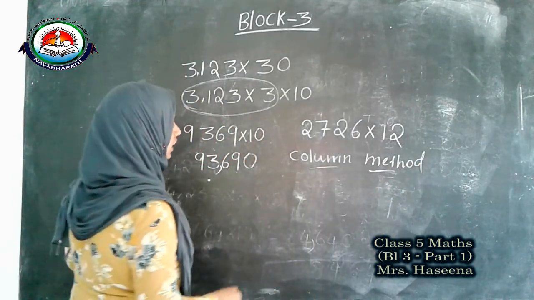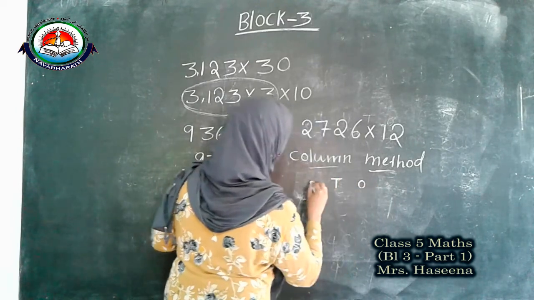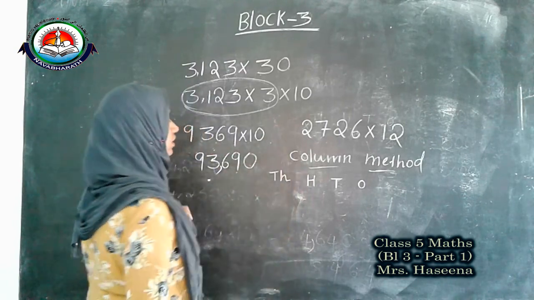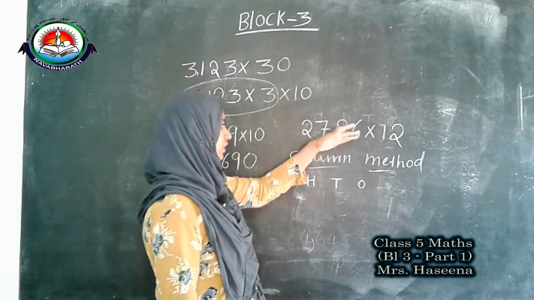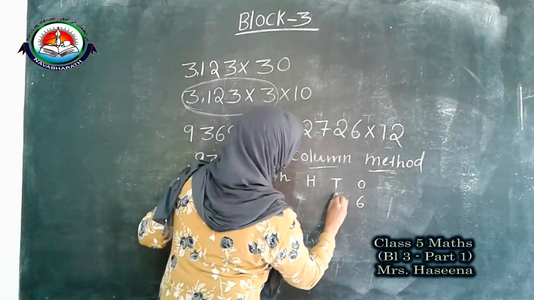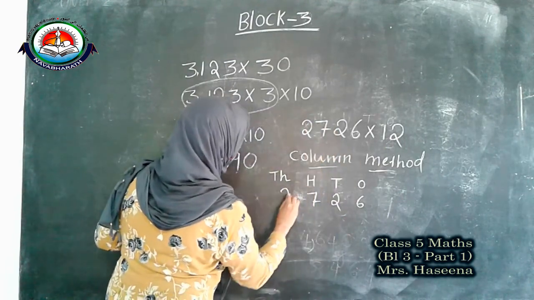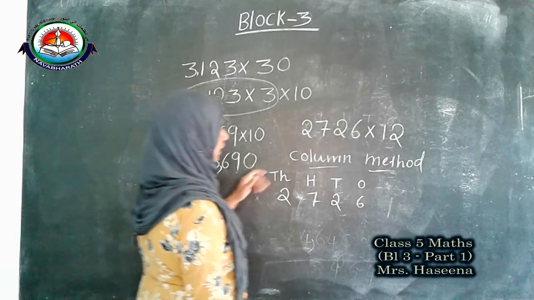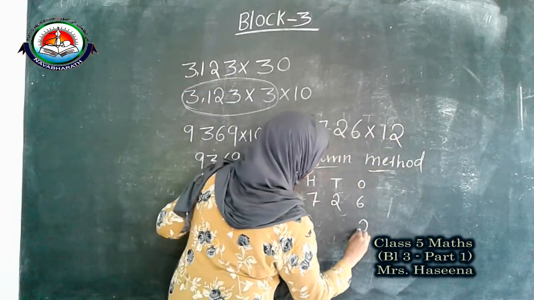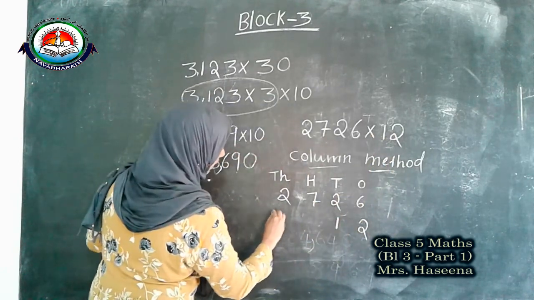Column method. Then we want to write ones, tens, hundreds, then thousands. Then write the digits. Ones place, which digit? 6. Tens place, 2. Hundreds place, 7. Thousands place, 2. Then here, ones place, which digit? 2. Tens place, which digit? 1. Then multiply.